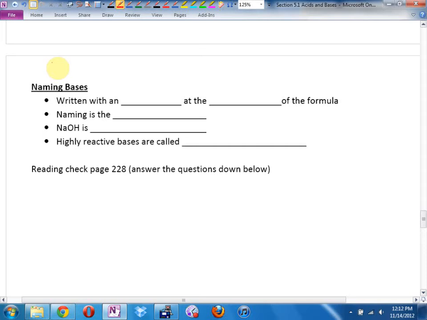Naming bases. Now, what are bases? Those are the opposites of acids. That was a little bit easier. First of all, do you remember how can you spot an acid? What did they almost always begin with? Hydrogen, H. How can you spot a base?